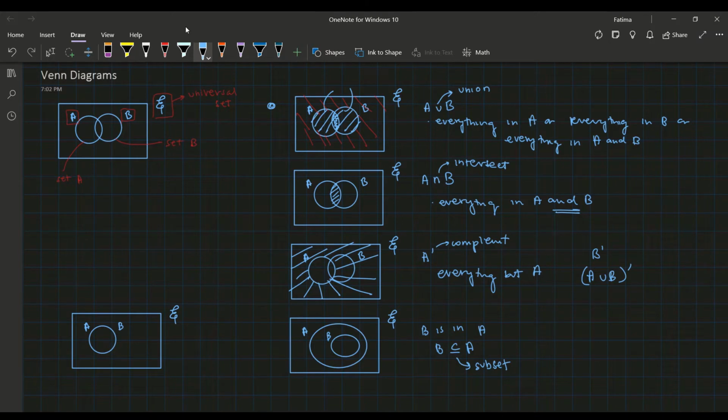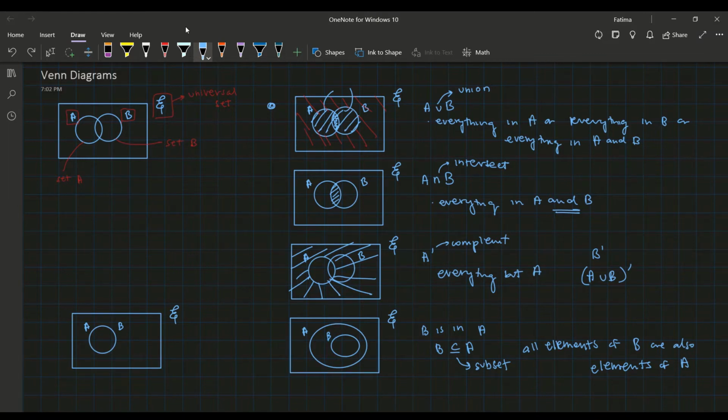So this means all of the elements of B are also elements of A. But not all of the elements of A are elements of B, because in this case, for example, if there were any numbers in this region over here, those would not be included in set B. That's why you cannot say that all of the elements of A are the elements of B.